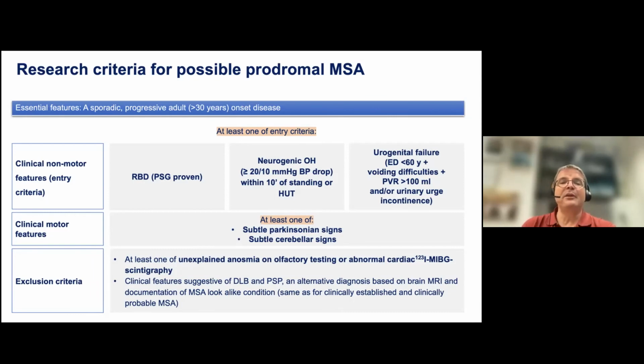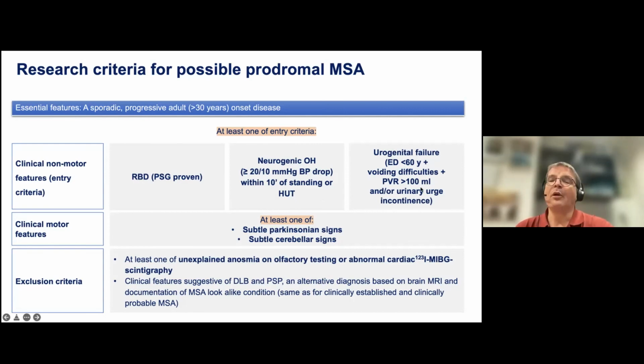This could either be a REM sleep behavior disorder. This is violent dreams with acting out, motor enactment, and proven by polysomnography. This is often connected to future development of MSA. The other non-motor presentation could be neurogenic OH, as occurs in pure autonomic failure, with a blood pressure drop again of at least 20 over 10 millimeter mercury, within 10 minutes of standing or head-up tilt.